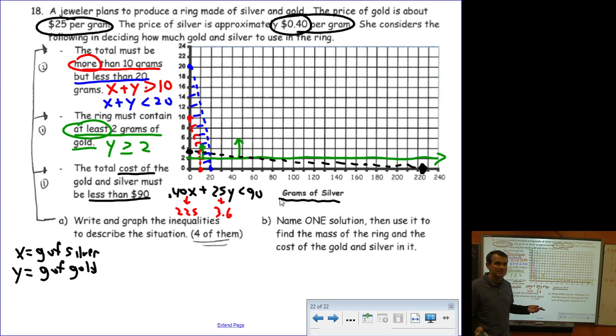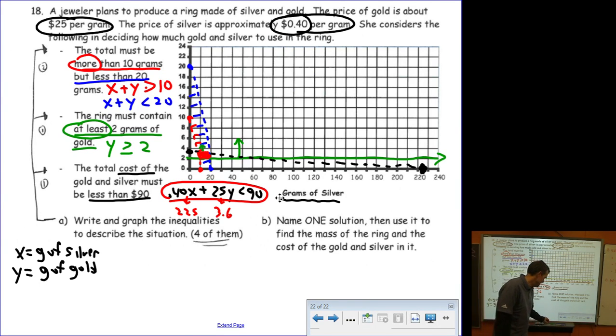I guess I should have said the black line is shaded below, because if I put 0, 0 into this equation, it is true. 0 plus 0 is less than 90, so I'm shading below the black line. And all of this gives me this little rectangle right in here. That is the possibilities for grams of silver. So the grams of silver needs to be kind of between 10 and 20. And the grams of gold needs to be between maybe 2 and a little more than 3.